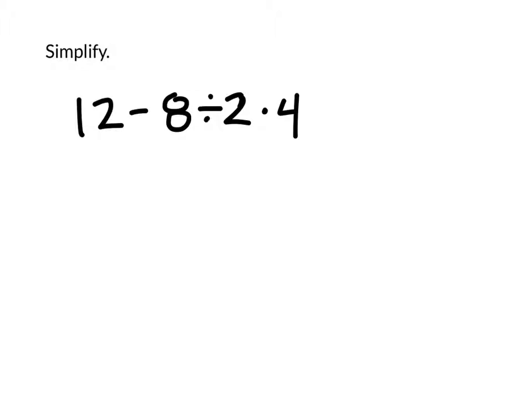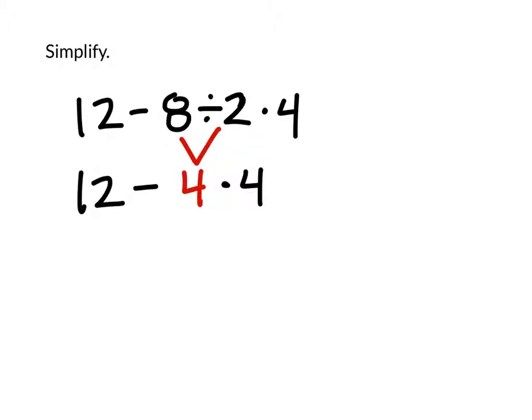Now if we focus on the order of operations, the first thing we would do is parentheses, but there are none. Then exponents, but again there are none in this. So we'd be looking at multiplication or division from left to right. And we can see that first is this division. So at this point, we're looking at 8 divided by 2, which is 4. So the new expression here is 12 minus 4 times 4.